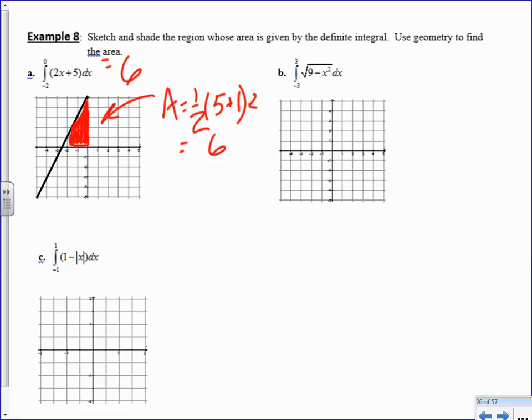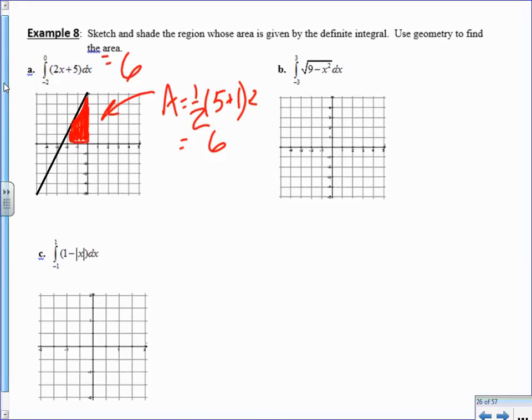Now, one thing to note, I made a mistake way back in the beginning of saying that you should put units squared after this. Just stop doing that. Just don't put units squared. It's technically, I think, incorrect. So the answer to this definite integral is 6.